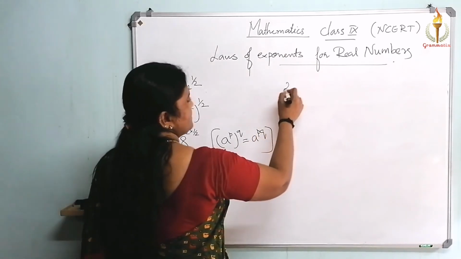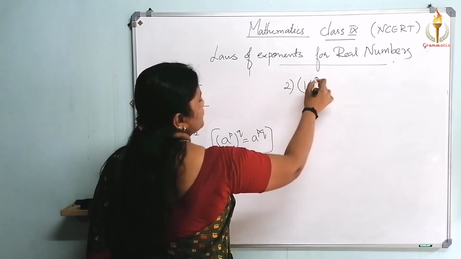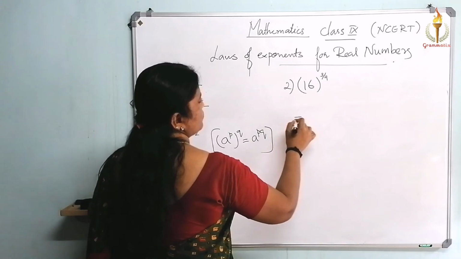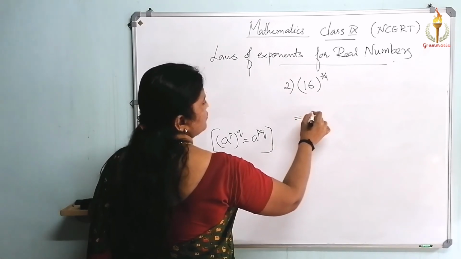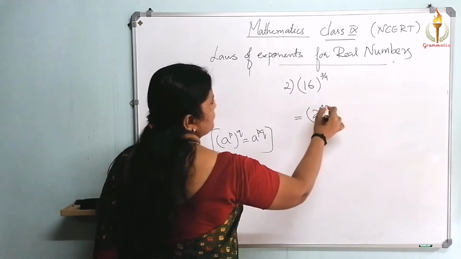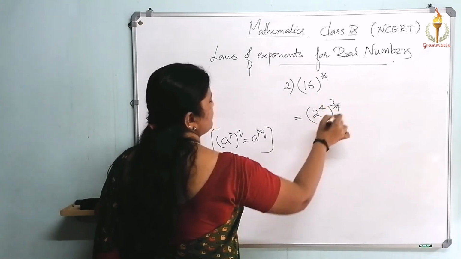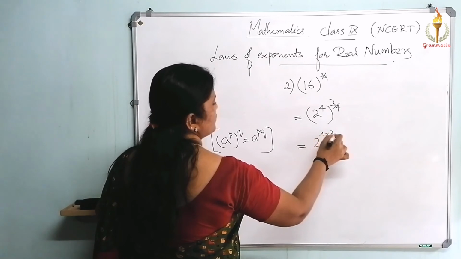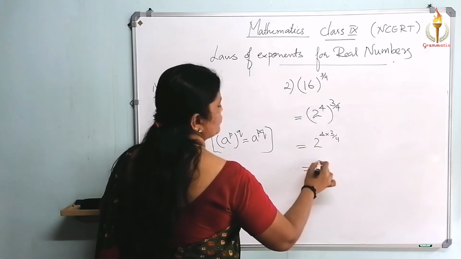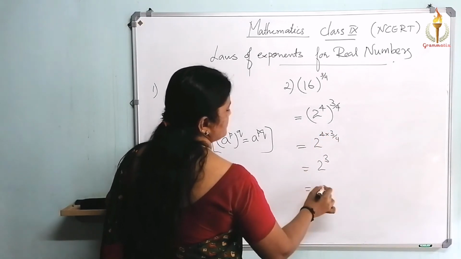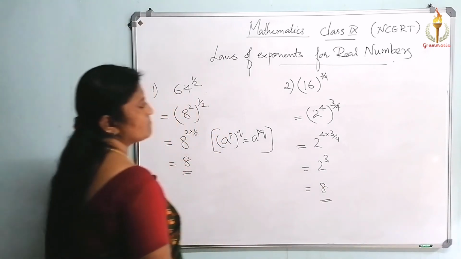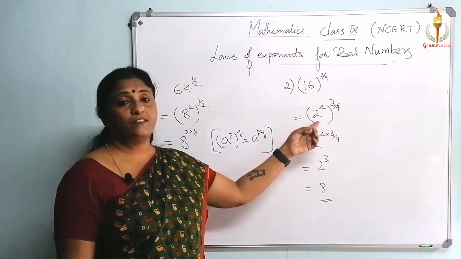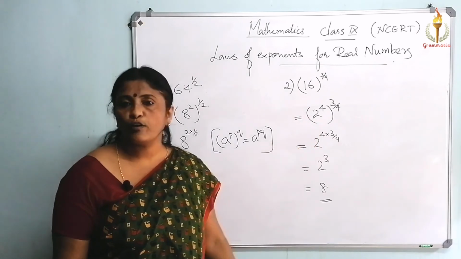The second one, 16 raised to 3 by 4. That's equal to 2 raised to 4 the whole raised to 3 by 4, that's equal to 2 raised to 4 into 3 by 4, that's equal to 2 cube, which is equal to 8. This is your second. Here we can find the factors of 16 and get this 2 raised to 4.